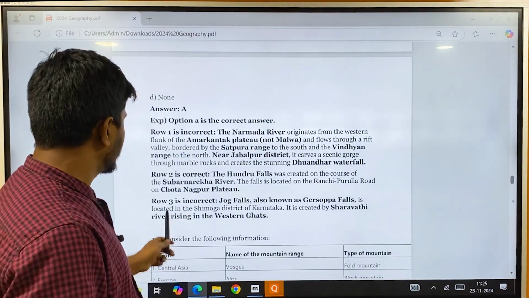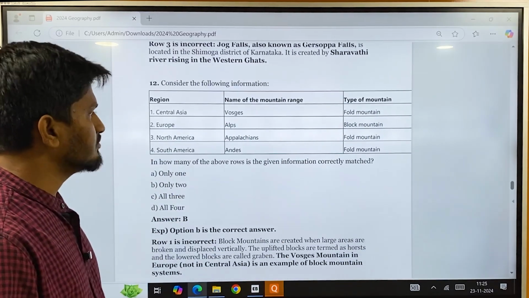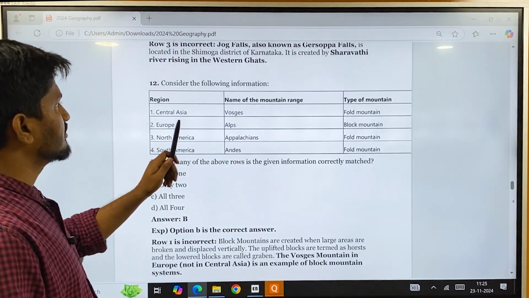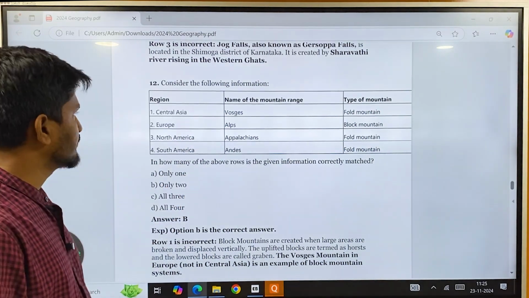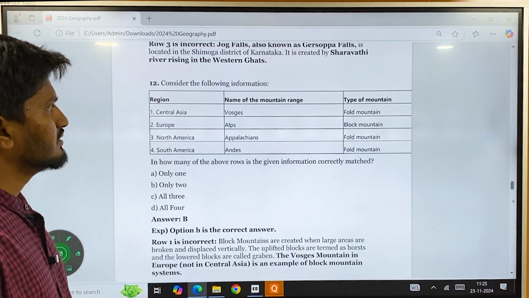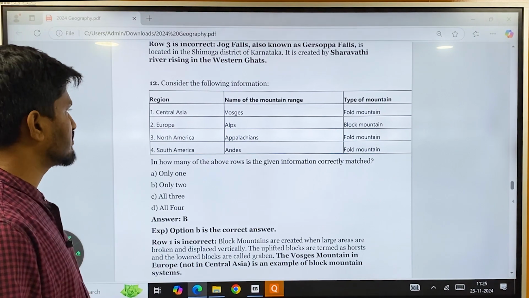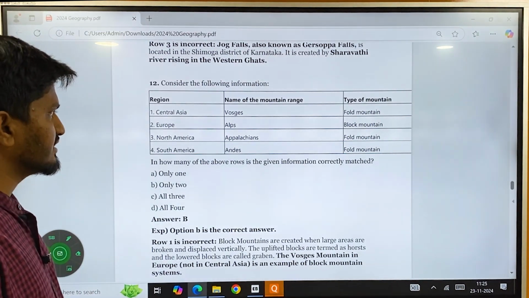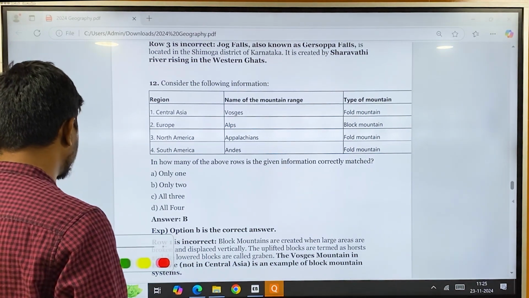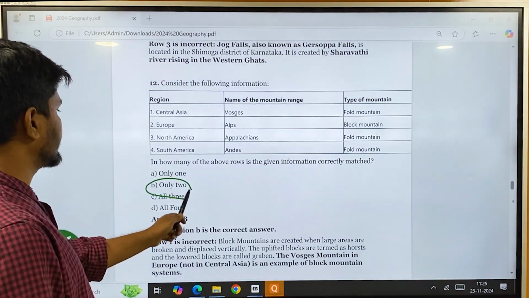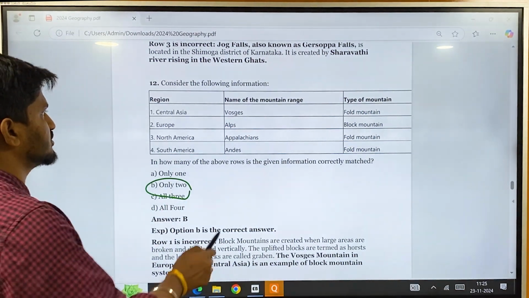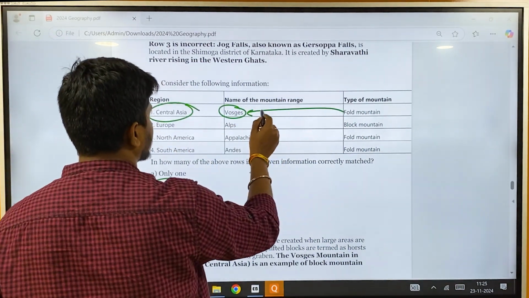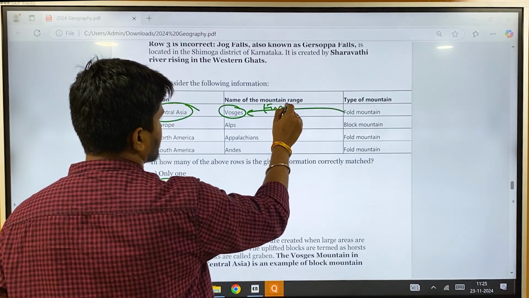Okay, and then again a mapping question, but this time a world mapping question. Region, mountain range, and type of mountain. So Central Asia, Vosges, Fold Mountain. Europe, Alps, Block Mountain. North America, Appalachian, Fold Mountain. South America, Andes, Fold Mountain. So here the answer is 2 only, because Vosges are not in Central Asia, though they are Block Mountains. They are present in Europe instead.